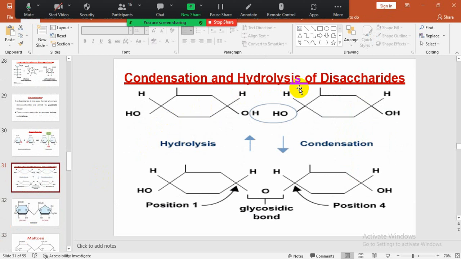Condensation and hydrolysis of disaccharides. You see, there is one OH here and one OH here. Condensation means that you are putting together two or more molecules. If you join this one and this one, you get a glycosidic bond. We call it condensation. But if you want to get this structure back, then you add water. So let's go to the whiteboard.